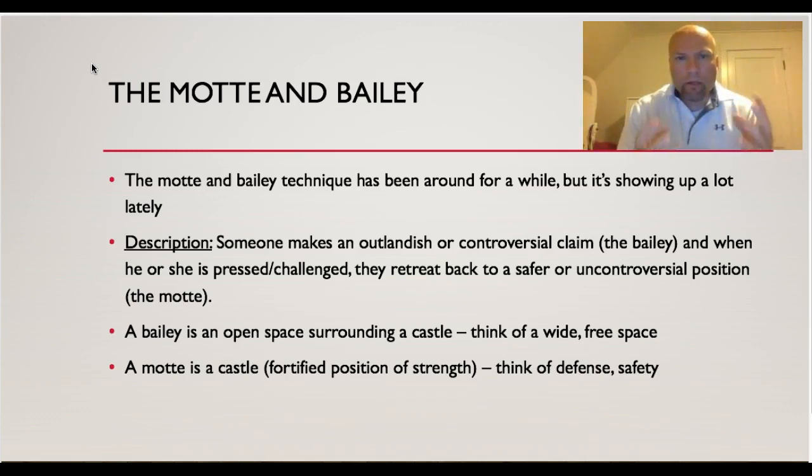Now, the Bailey and the Motte are, if you can think of castle imagery, the Bailey is kind of an open space that's right below a castle. And a Motte is like a fortified castle tower, right? So a Bailey is an open space surrounding a castle. Again, think of a wide, free space with which you share your opinions. And a Motte is a castle or fortified position of strength. So again, think defense or safety.